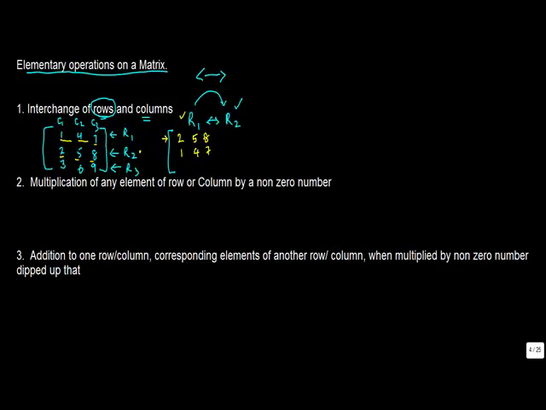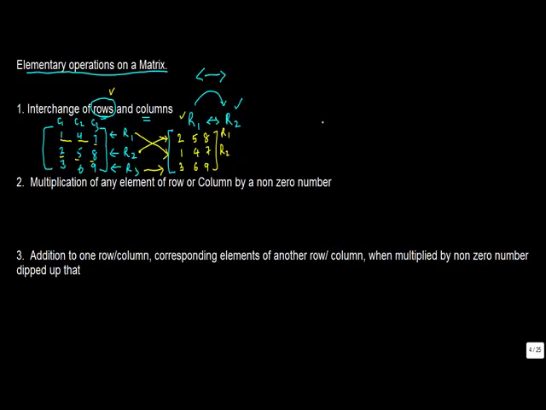Right? So there's an interchange of row 1 and row 2. Now row 2 became row 1 and row 1 became row 2. There's no operation on row 3, so we just write it as it is. Very simple operation. Row 1, put it at the place where row 2 is. Row 2, put it at the place where row 1 is. Row 3 remains as it is. So this is called an interchange of rows.